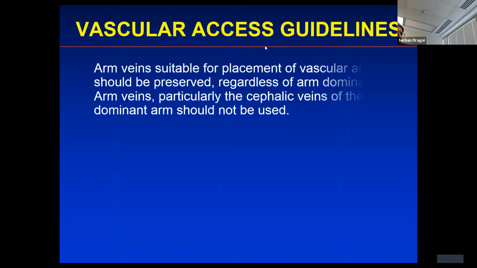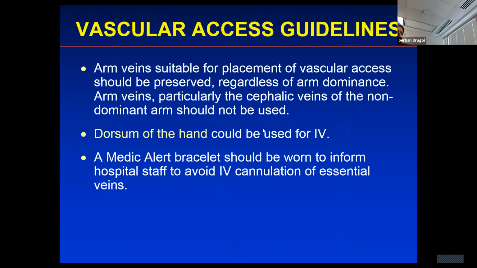So, vascular access guidelines. I'm going to go a little bit faster. This is an important slide. We have to preserve arm veins. We try forearm, arm altogether, but the arm becomes extremely important, particularly the cephalic veins in the non-dominant arm. They should not be used under any circumstances. That's why we always tell you, do not allow these PICC lines to be placed, even peripheral IVs. So the dorsum of the hand could be used for IV, should be used for IV.